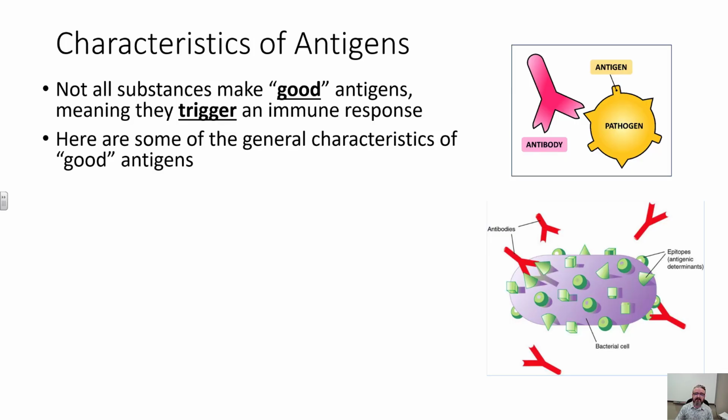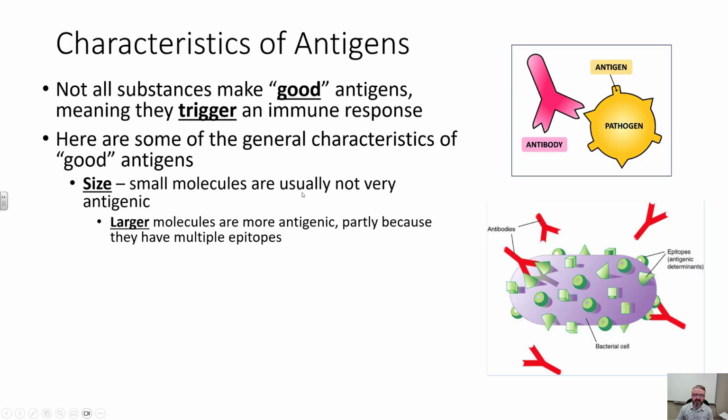Now, to say a good antigen is kind of like saying a good criminal. It's kind of like a backhanded compliment here. But in order for our body to respond to it, it needs to have certain characteristics. One of those is size. Smaller antigens tend not to be as effective. And the reason for this is that an antigen is actually made up of lots of different subregions called an epitope. So an epitope, as I'll show here on the next slide, is a specific portion of an antigen.